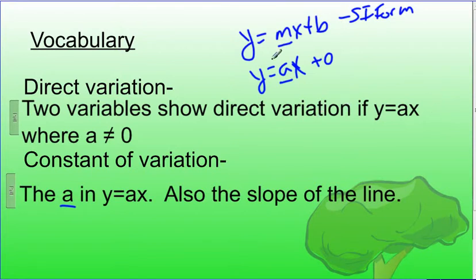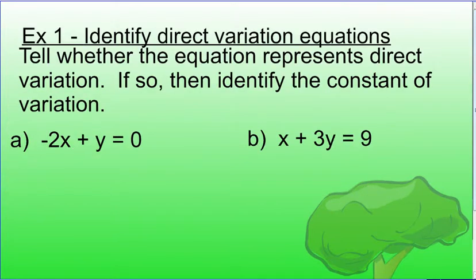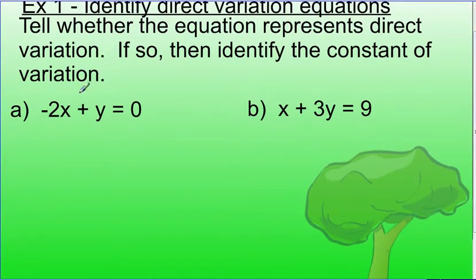Okay? So this is a lot like what we've been doing. We want to get any of the equations as y equals. The intercept is going to be 0. We graph it, and the slope of the line is this constant of variation. Okay? So the first thing they want us to do here is tell us whether this is direct variation, yes or no. If it is direct variation, what is the constant of variation?